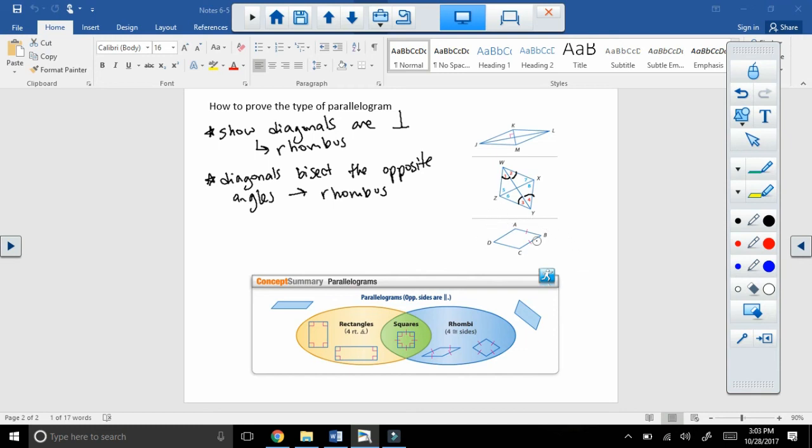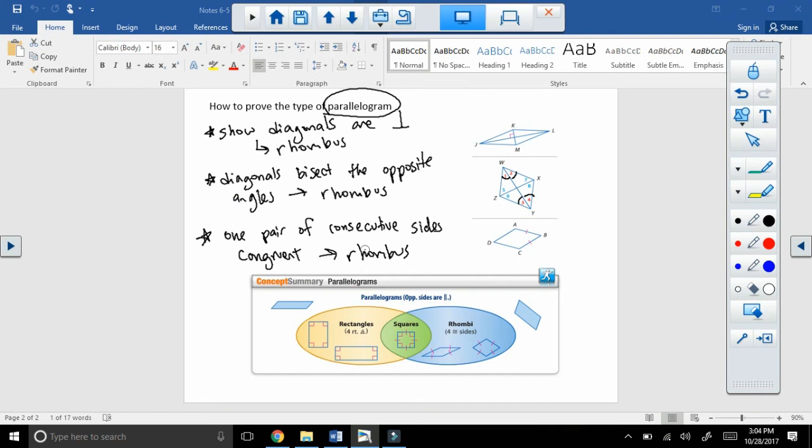And then for the last type, if you have one pair of consecutive sides congruent, remember consecutive means they're just right next to each other, then that lets you know that it is a rhombus also. All of these things you would have to know that it's a parallelogram first, because otherwise this wouldn't be enough information for anything. But if you know it's a type of parallelogram to begin with, and you know these different things, all of these would let you say that it's a rhombus.